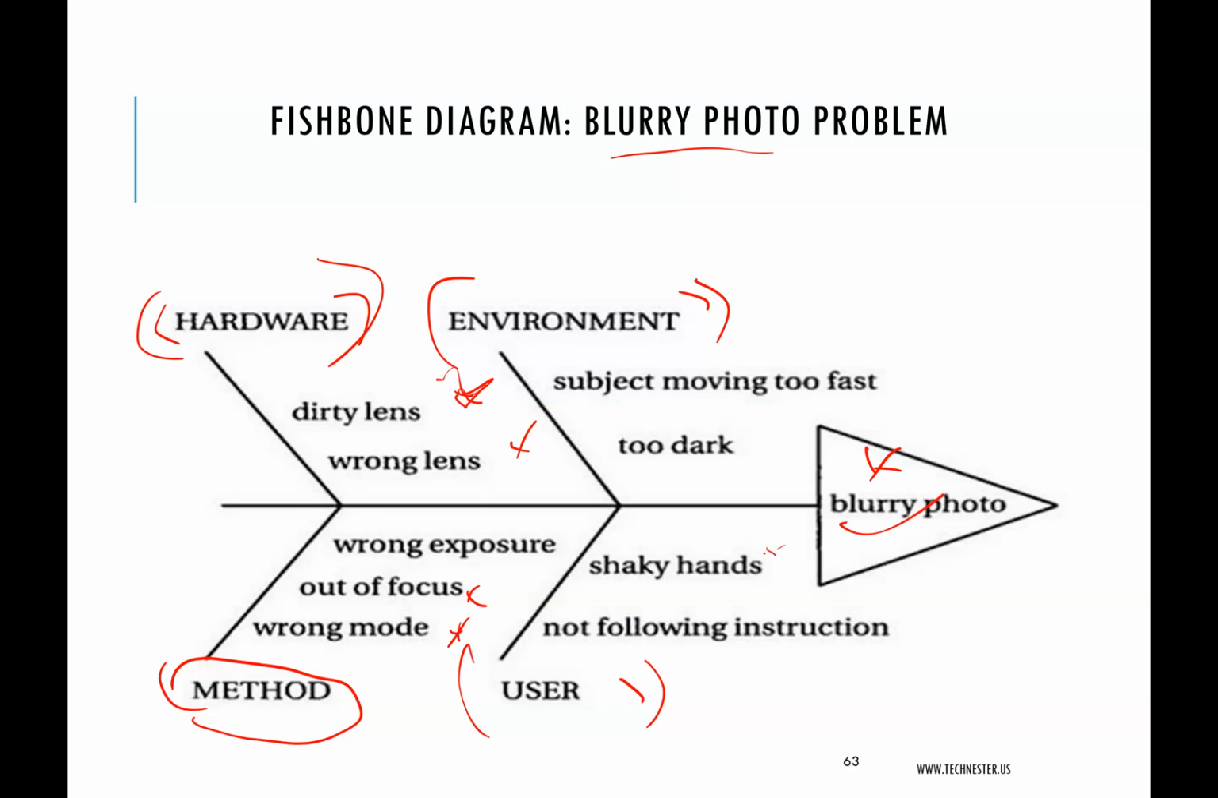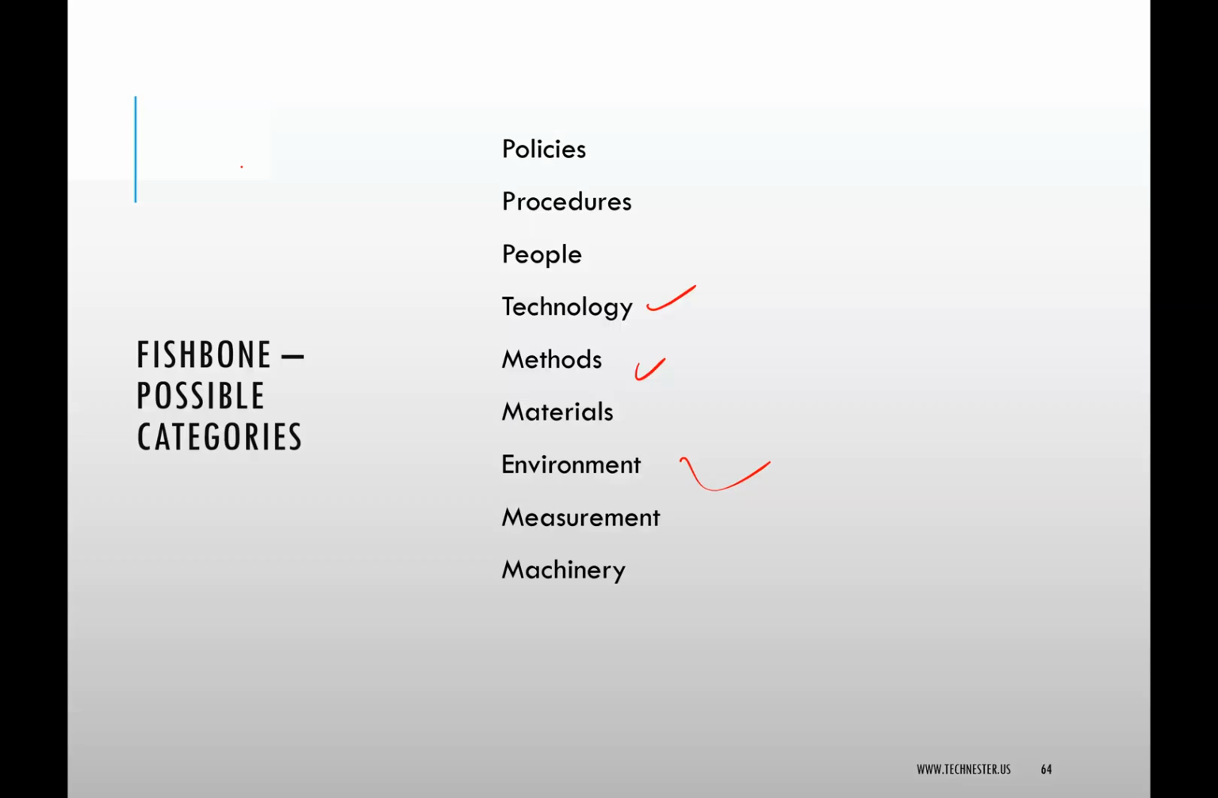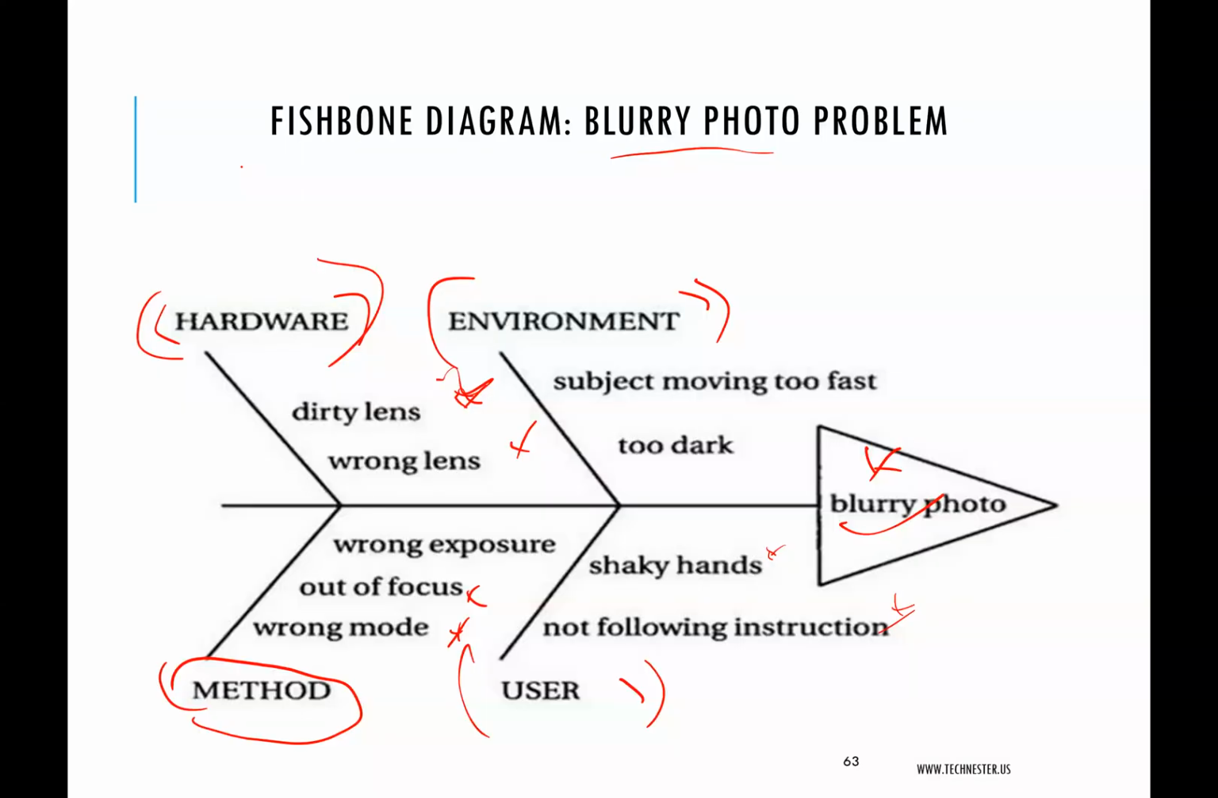It may be that it's just shaky hands. Maybe it's the user that has a problem. Maybe it's that they are not following instructions. And they'll be happy you have solved their problem. But you have used this fishbone diagram with the structure that has already been provided to trace out possible problems and hopefully identify which ones are even critical.